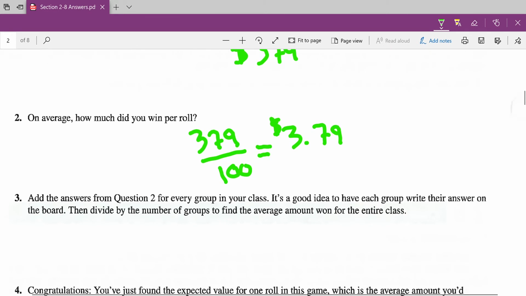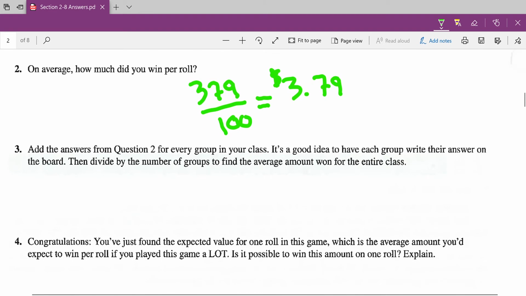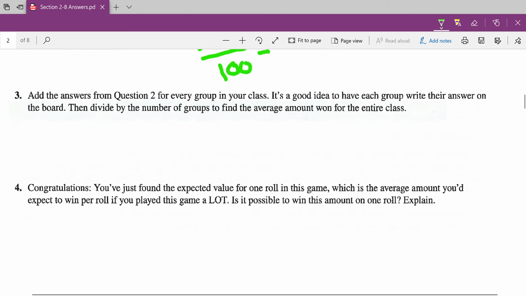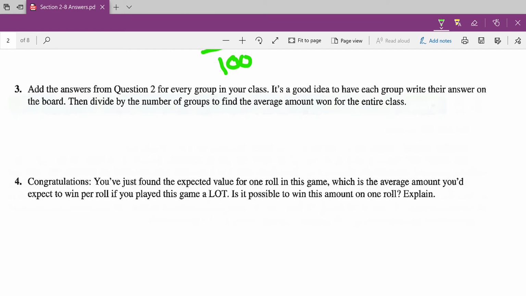If we had more of these, we would do question 3. We don't have any more, so we won't do it. And what we have basically found in question 2, and if we could have done question 3, is the expected value of this game. It's the average amount we expect to win. So we would expect to win $3.79 on any given roll.